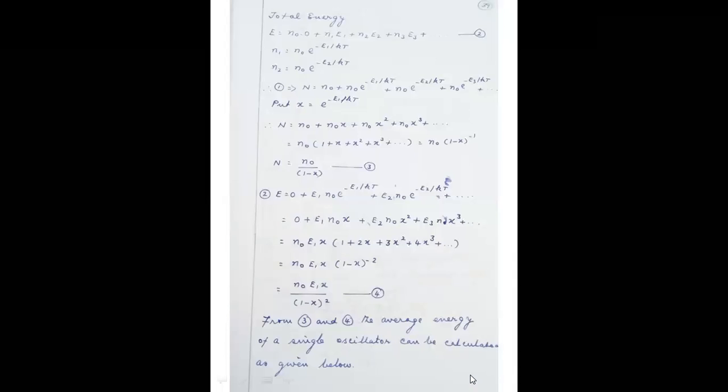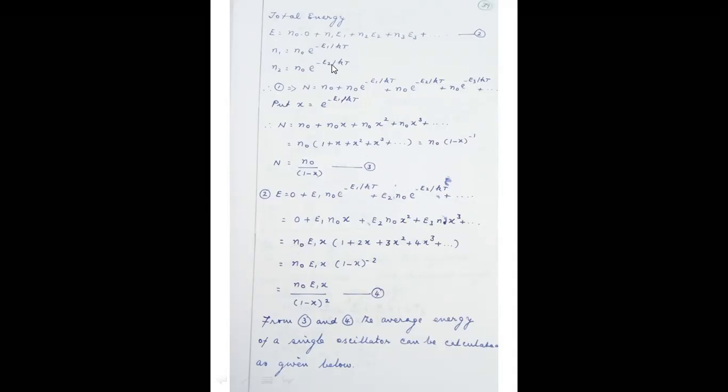Look here. I can calculate the total energy, where E is equal to N0 into 0, because it is assumed that the energy of the zeroth energy state is 0, plus N1 E1, plus N2 E2, plus N3 E3, and so on. According to statistical procedures, this is where statistical mechanics comes into the picture. Statistical mechanics is the link between classical mechanics and quantum mechanics.